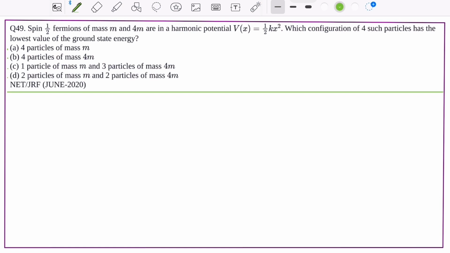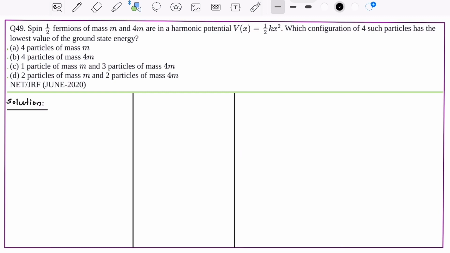Option A, 4 particles of mass m. Option B, 4 particles of mass 4m. Option C, 1 particle of mass m and 3 particles of mass 4m. And option D, 2 particles of mass m and 2 particles of mass 4m. The question was asked in NET June 2020.